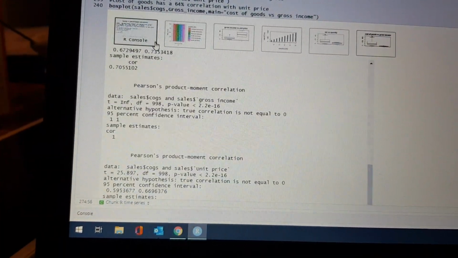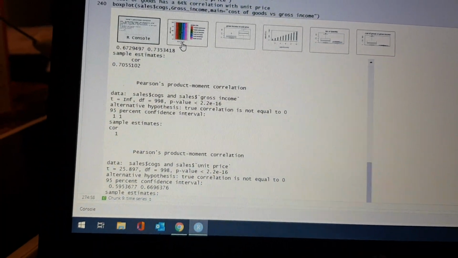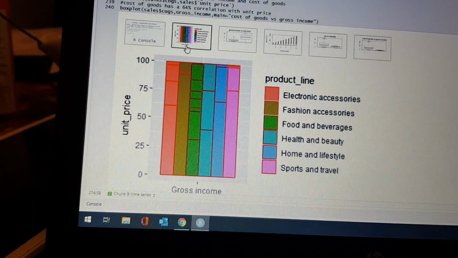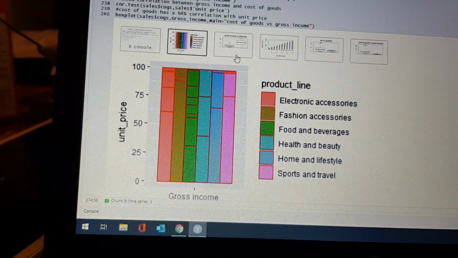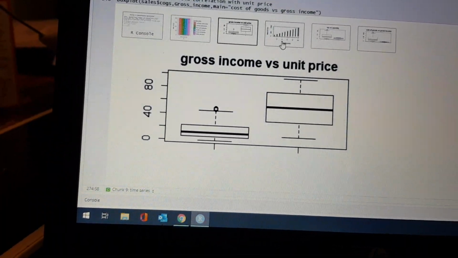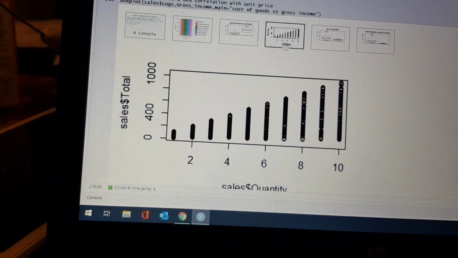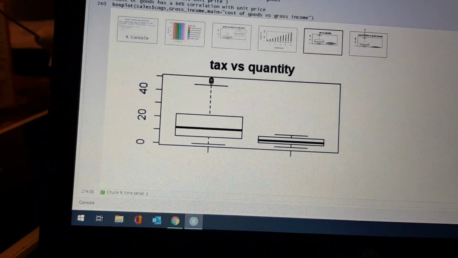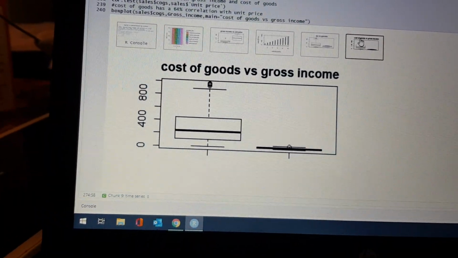Plotted a few of these. There's the figures. That's unit price versus product line. Gross income versus unit price. Sales quantity versus sales total. Tax versus quantity. And cost of goods versus gross income.